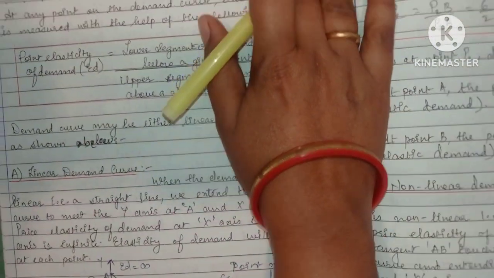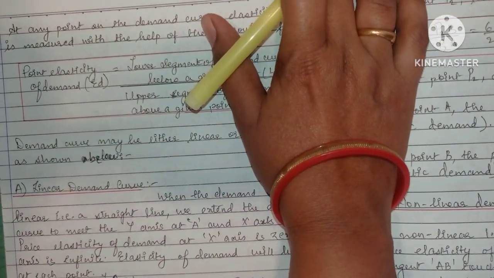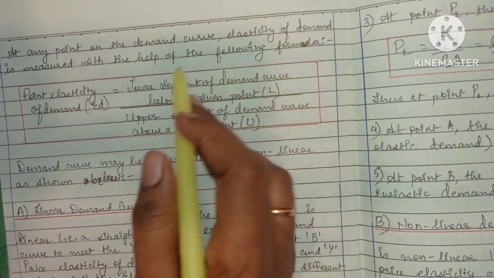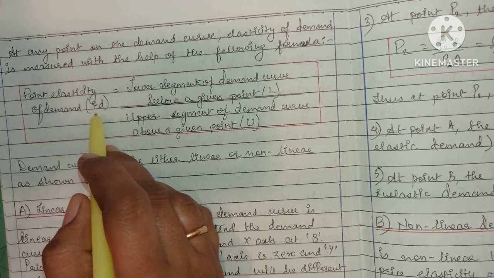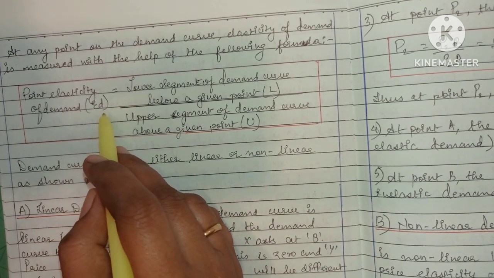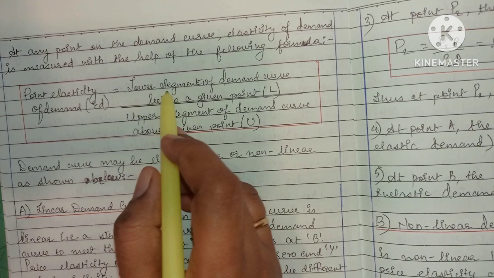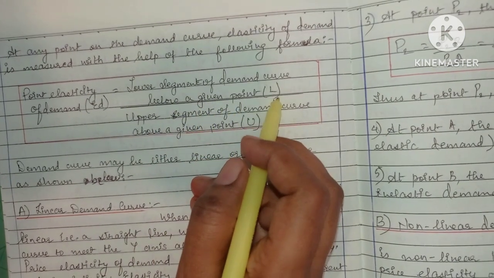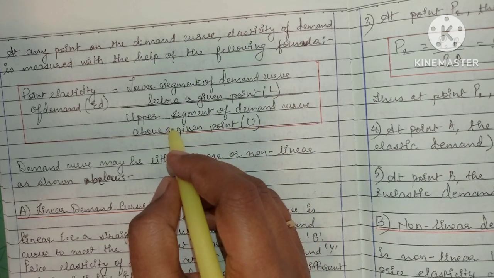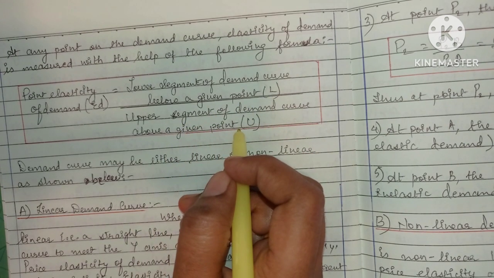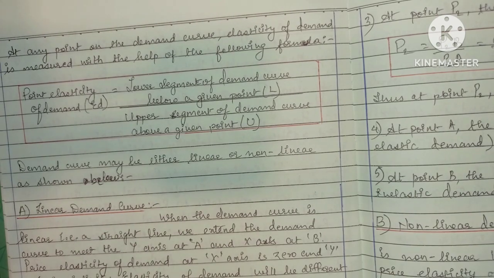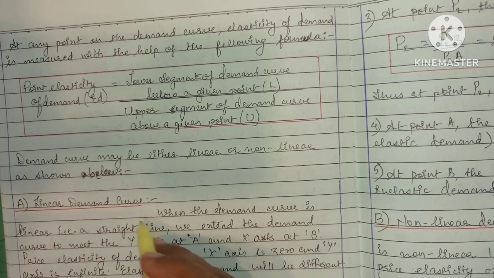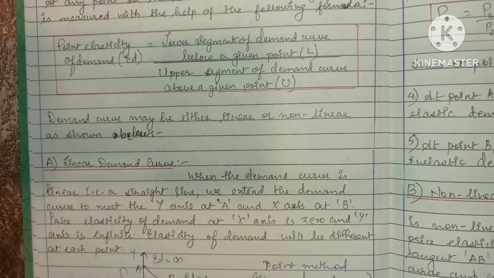What this says is, at any point on the demand curve, we can measure elasticity of demand with the help of the following formula. Point elasticity of demand, that is ED. The short form of elasticity of demand is ED. The lower segment of the demand curve below a given point is L, and the upper segment of the demand curve above a given point is U. The demand curve may be either linear or non-linear, as shown below.